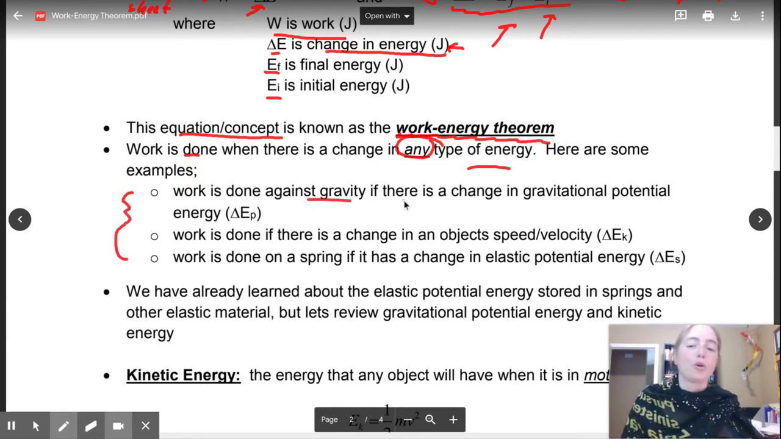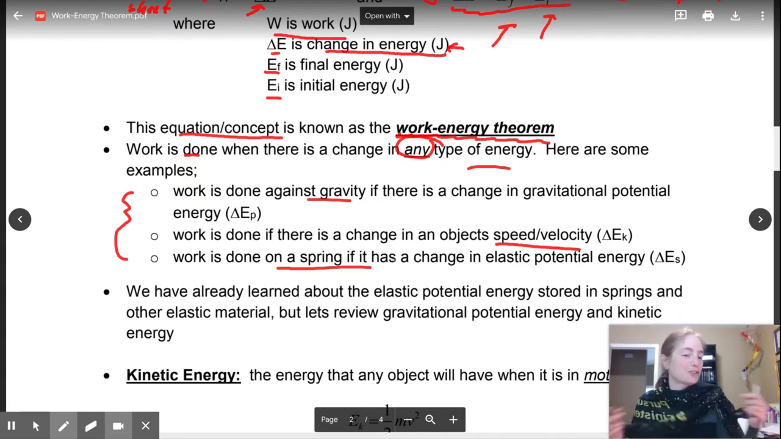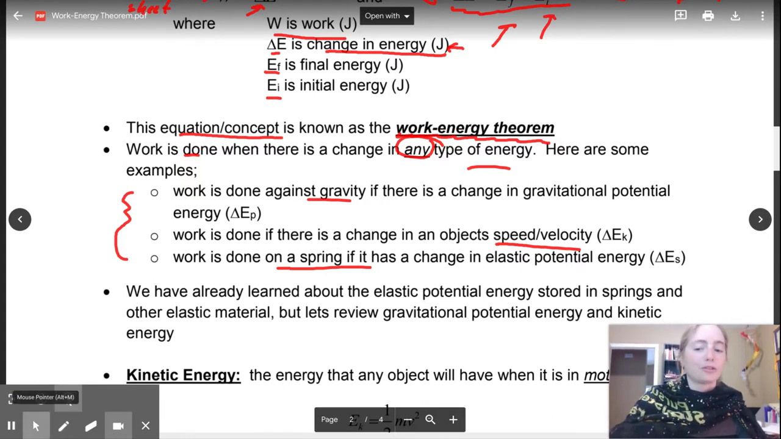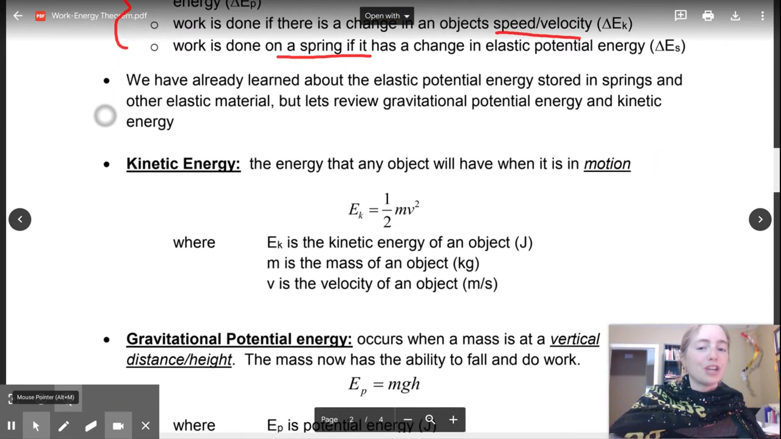So when you're lifting something, increasing its gravitational potential, or there's a change in speed, you're changing your kinetic energy. You're doing work on a spring if you're compressing it or stretching it and then letting go.